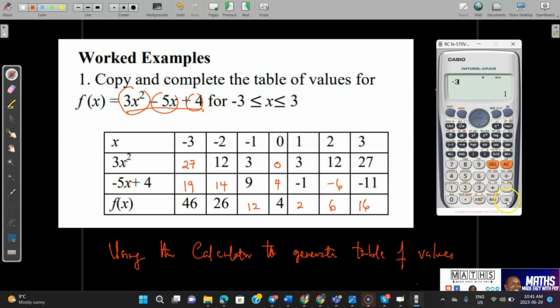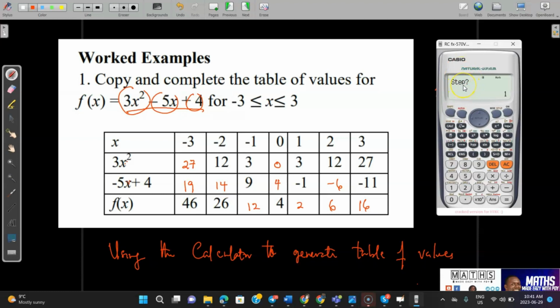Then you press equal to. When you press equal to, it goes to end. The end tells you the last number of the interval. What was our last number for the interval? It was what number? Number 3. Pardon? Number 3. It's +3. Yes. So you key in +3. Then you press equal to. When you press equal to, it displays step.